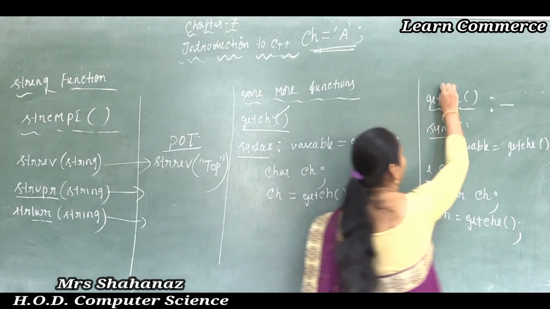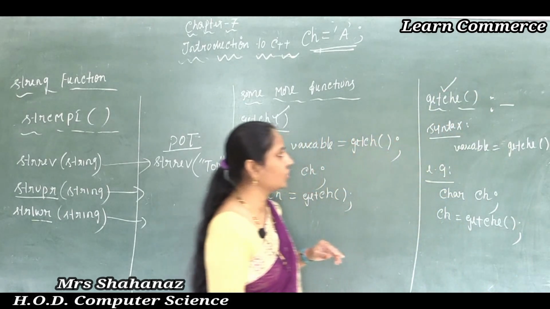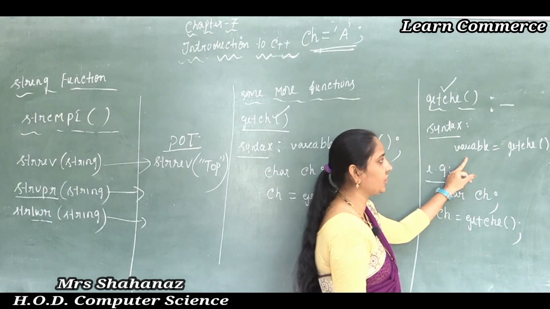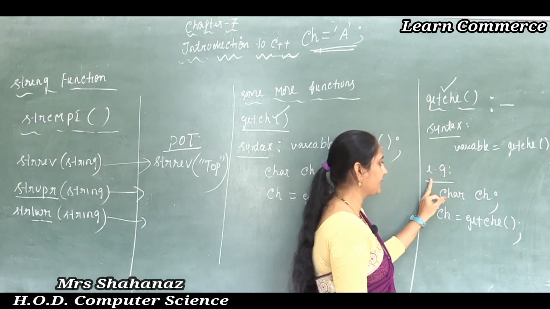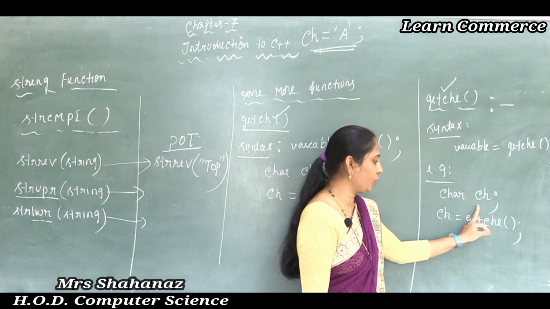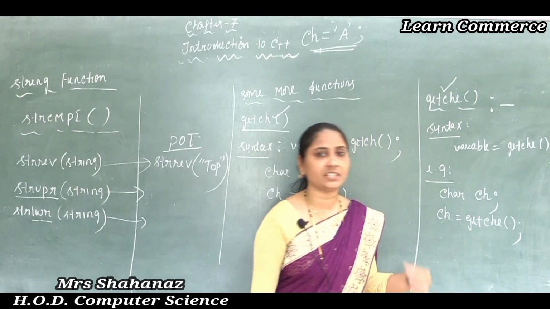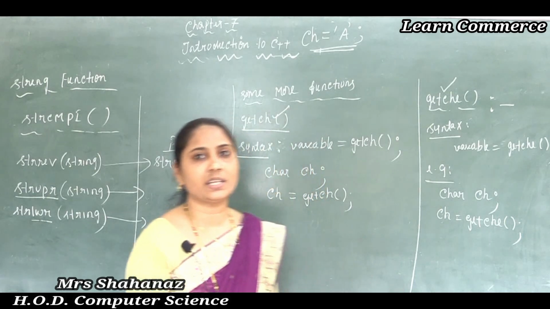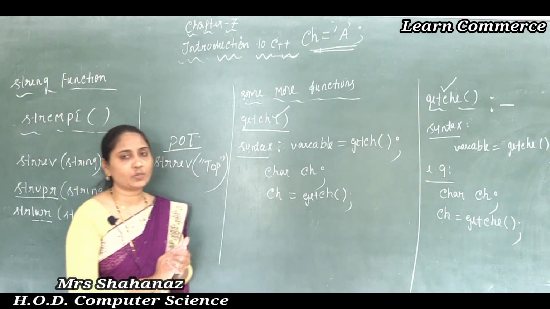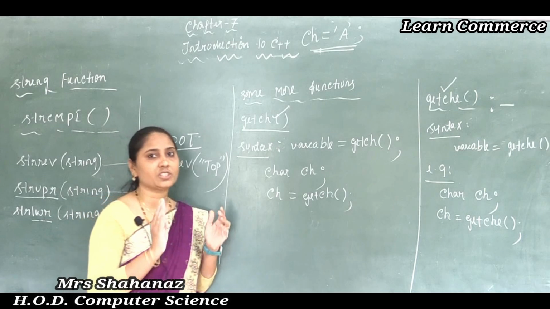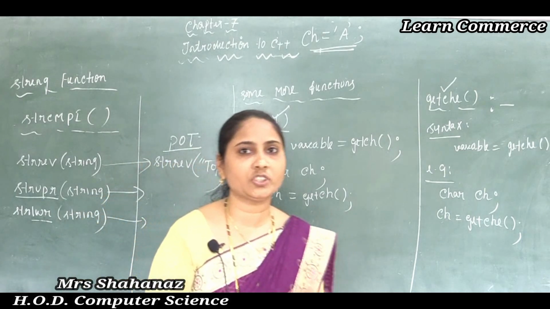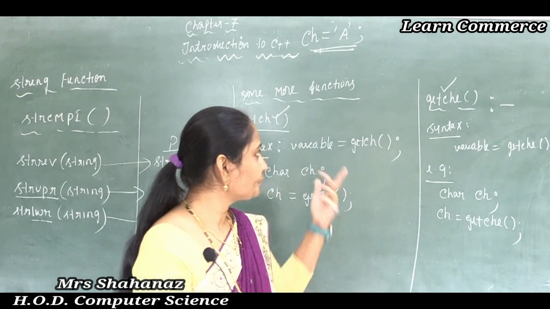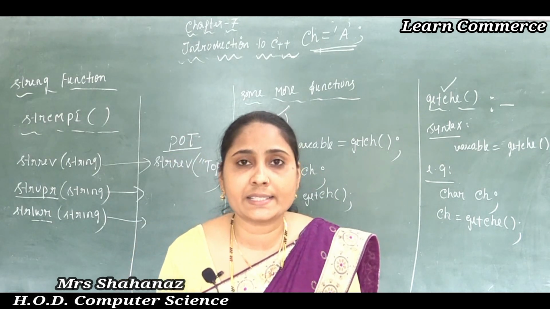And lastly, getche. Now the syntax: variable is equal to getche open close semicolon, example char ch semicolon, ch is equal to getche open close semicolon. In examination they ask only the syntax, but first of all we should know what the use of such a function is. Did you understand the first function, why getch is used and how it works? Now let's see the second function, getche.